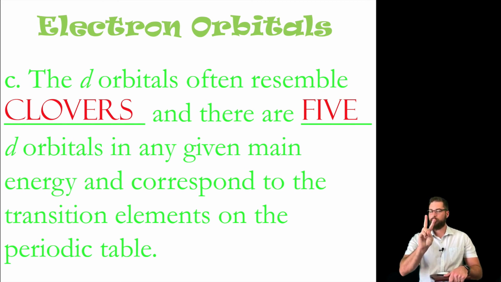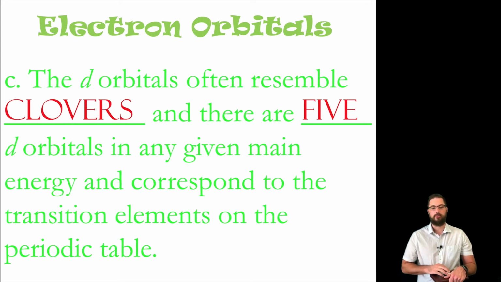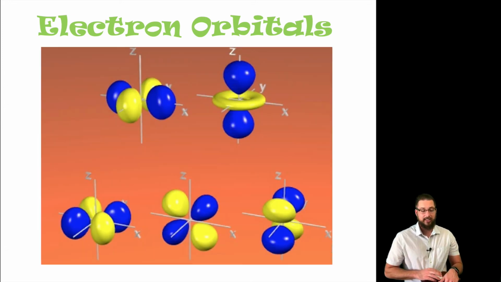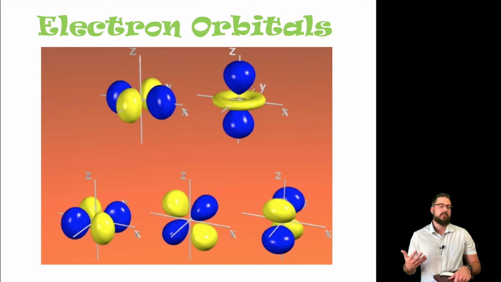But the d orbitals have 5 orbitals. 2 electrons can go into 1 orbital. So again, 2 electrons in 1 orbital. There's 5 orbitals. That's a total of 10 electrons can go in the d orbitals. And so if you take a look, these are what the d orbitals look like. You can see they're getting more complex.